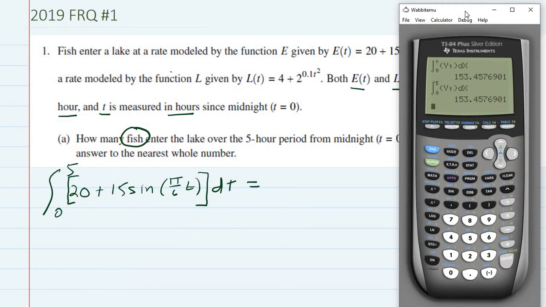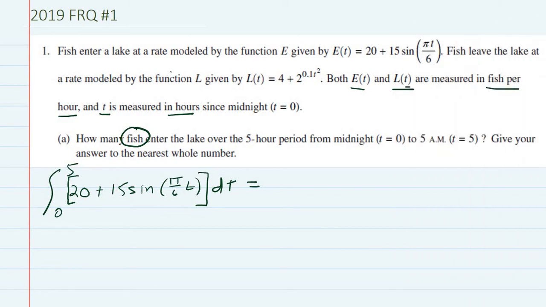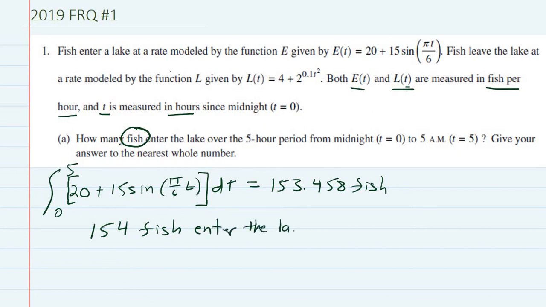153.458 fish. So the answer here is 153.458 fish. I'm going to round that up to 154 fish. 154 fish enter the lake from t equals 0 to t equals 5. So we've got that taken care of.